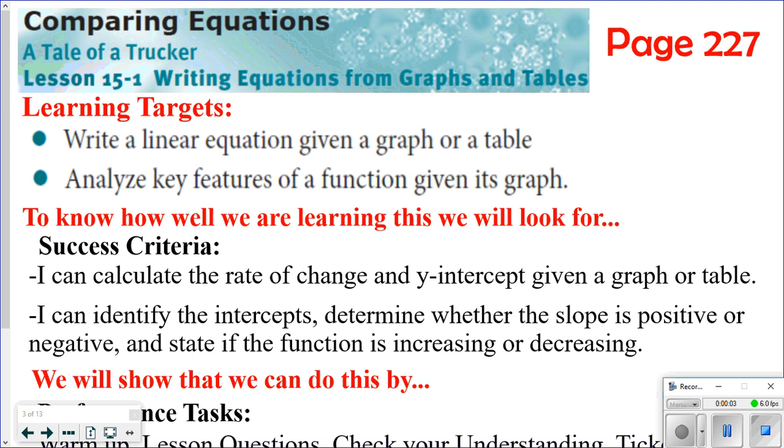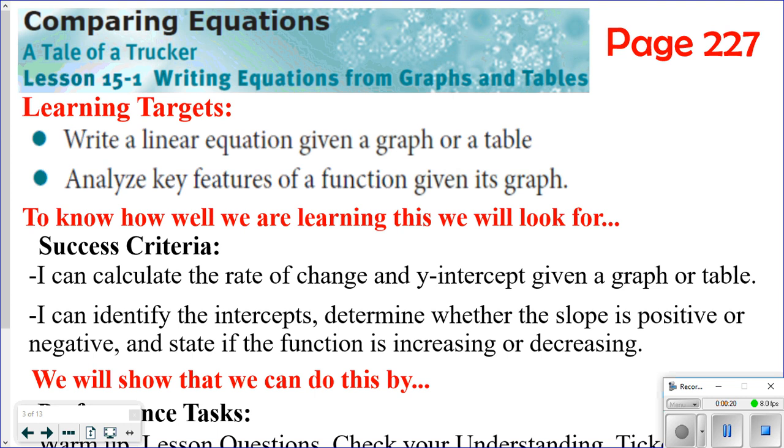We are starting a new activity. So we're in activity 15, page 227. We're going to compare equations. So lesson 15.1 is all about writing equations from graphs and tables.